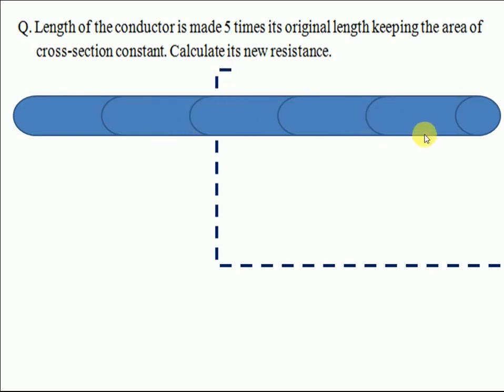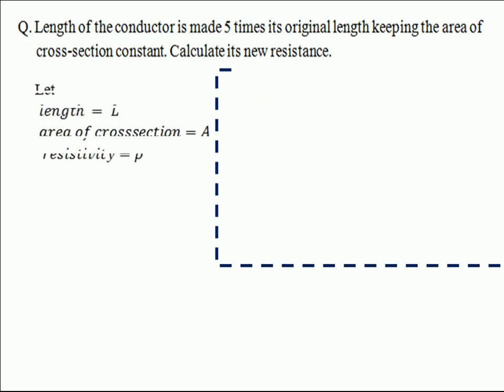As we already know, with length the resistance increases. So in this question, resistance will increase. Now let's see what happens. First, I'm assuming length is L and A is the area for our conductor, and rho is the resistivity. So I can write resistance is equal to rho L by A, which is the formula we have derived on the previous page. So this is the original resistance.